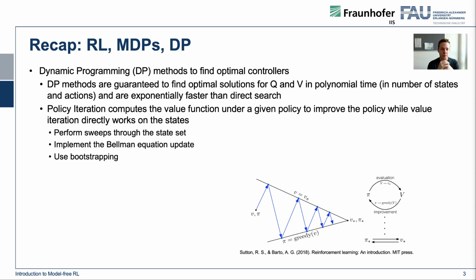Some of these equations you can also solve through analytical methods, but they are cubic in the number of states and actions, while dynamic programming caches the solutions and gives us the best solution in polynomial time. We also defined the generalized policy iteration framework to compute a value function under a given policy, which we can use to improve the policy, while value iteration directly worked on the state set. Both of them perform sweeps through the state set. They both implement the Bellman equation update, and they both use bootstrapping. This was the general framework we defined: estimating a value function given a policy pi, then greedily updating the policy and then reevaluating the value function.